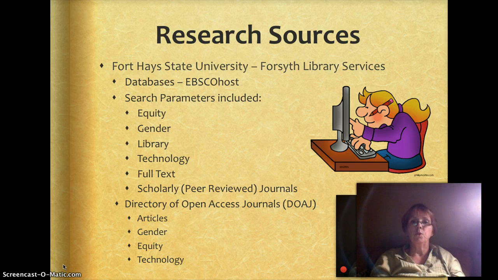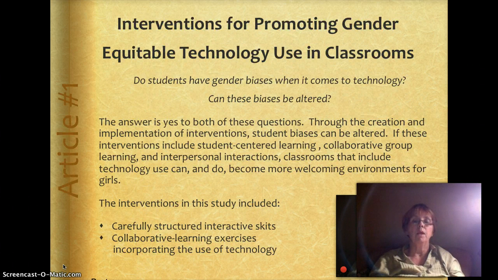My research sources were the Fort Hays State University Forsyth Library using an EBSCOhost database with the search parameters of equity, gender, library, technology, full text, scholarly or peer-reviewed journals. My second source was Directory of Open Access Journals. Here I used the search parameters of articles, gender, equity, and technology.